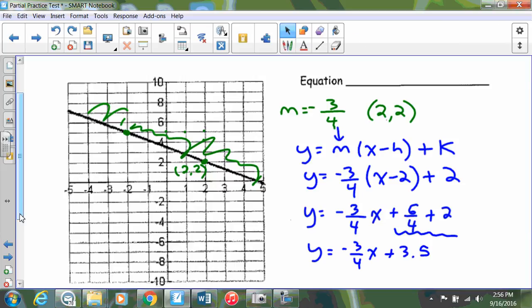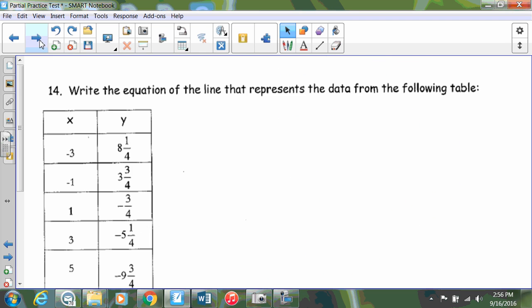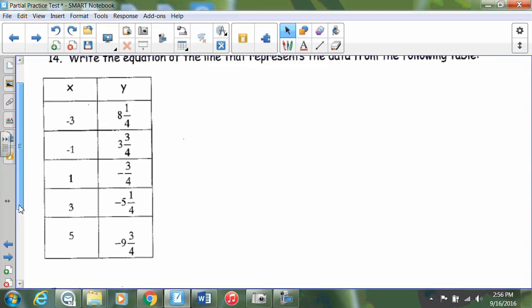Okay. See, there's another one on this page. Nope. Okay. Write the equation of the line. Okay, this is not pretty.